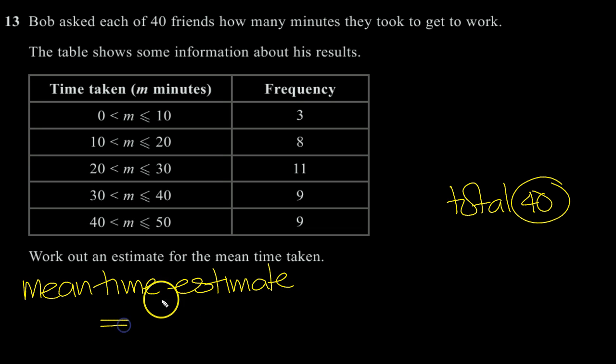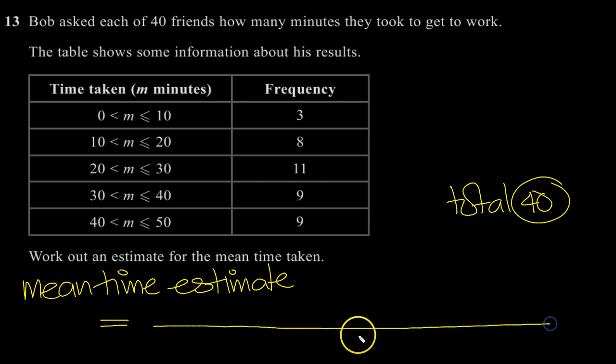Well, let's work out an estimate for the total time taken to get to work by all the people and divide it by 40. So the time for all of them to get to work divided by 40 will give an average, the average time to get to work. So here we've got 3 people, and between 0 and 10, the midpoint of this interval is 5. So 3 5s. 3 people take 5 minutes.